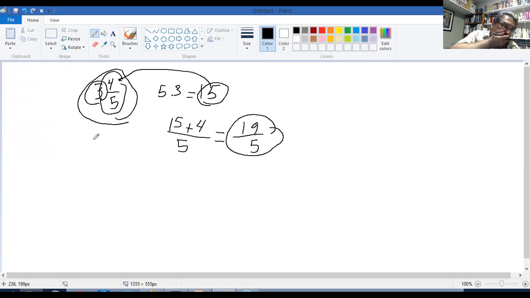Now, if we want to do the other way around, if we have an improper fraction and we want to write it as a mixed number, let's look at example number 3 at the bottom of that page. You have 42 over 5. You have this fraction, 42 divided by 5. This is called an improper fraction because the numerator can be divided by the denominator. So in order to write it as a mixed number, you divide 42 by 5.